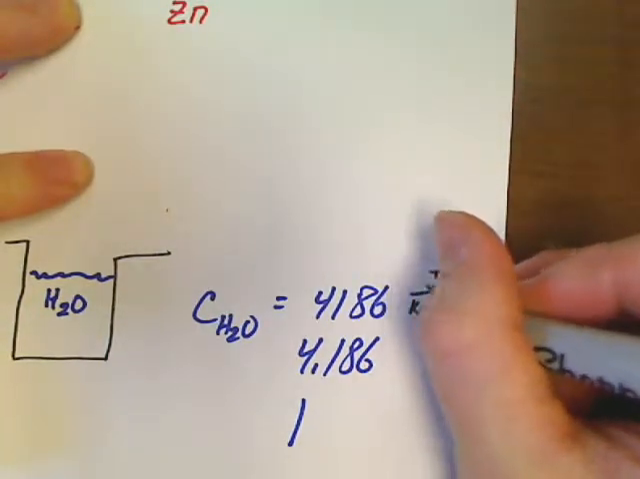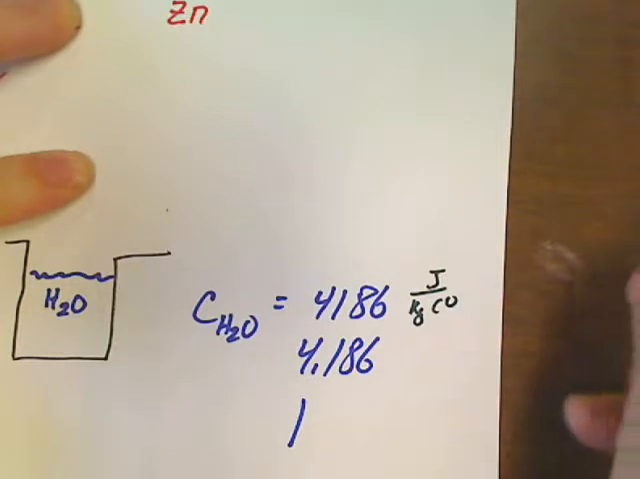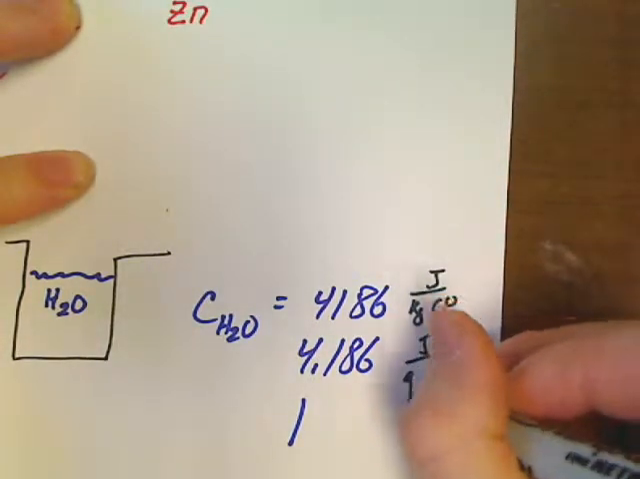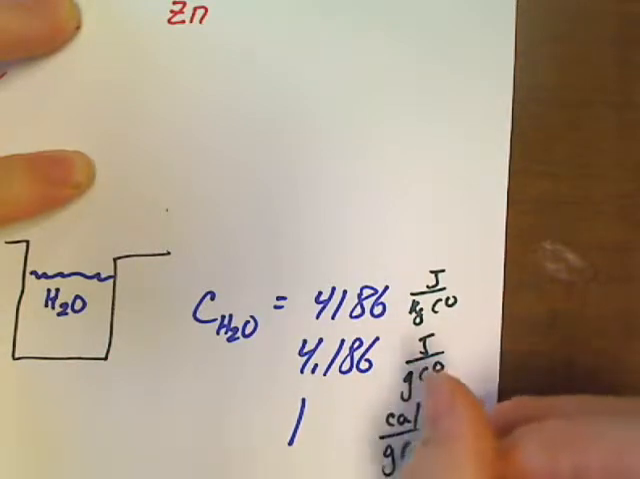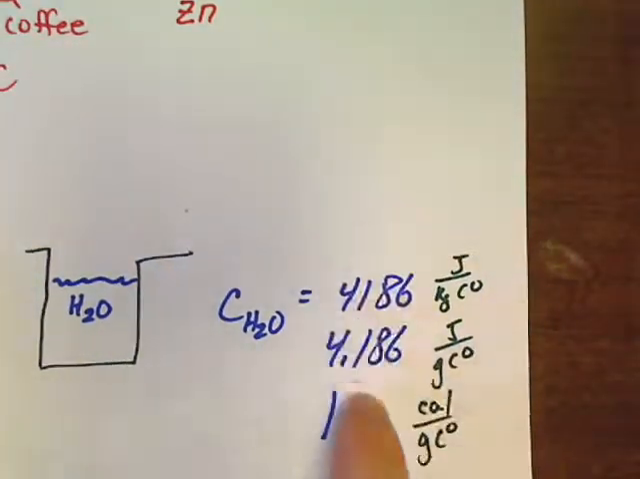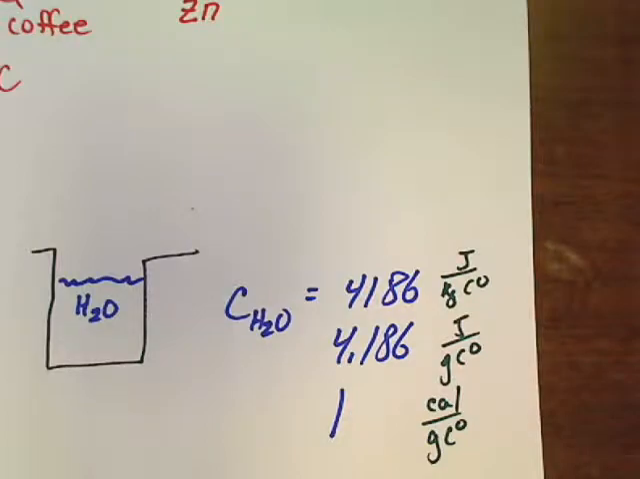4,186 would be for joules and kilograms. 4.186 would be for joules and grams. And 1 would be for calories and grams. So you've got to always make sure you know what units you're going to work the problem in.